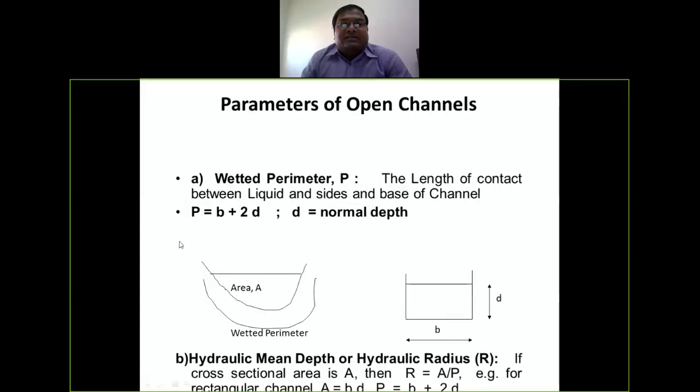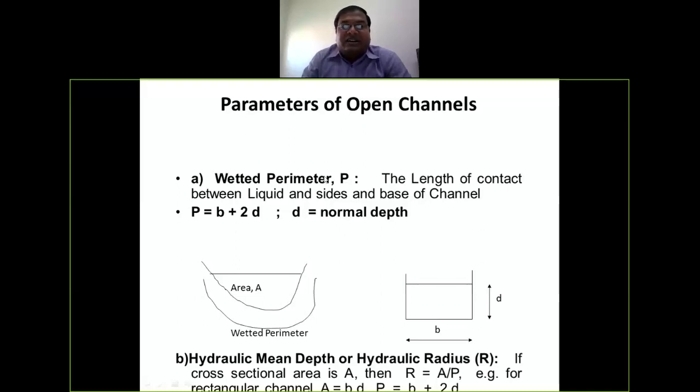Now we can see wetted perimeter P. The length of contact between liquid and the sides and base of the channel is called the wetted perimeter. You can see in the figure, this is your wetted perimeter. This is the side and this is the base of the channel, which is nothing but ultimately your wetted perimeter.